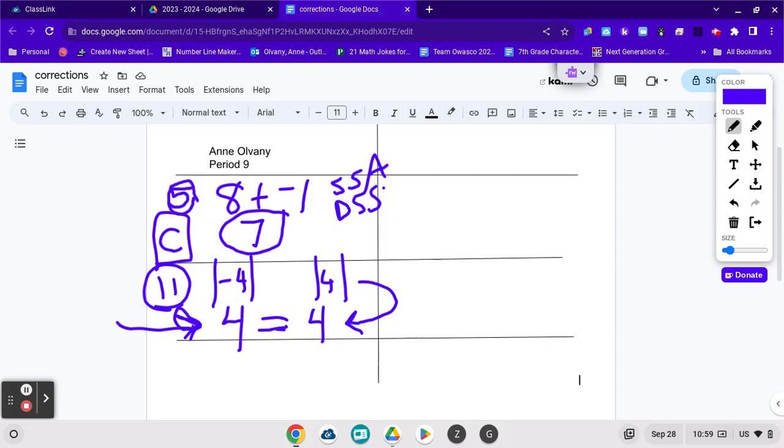All right. So have a great period. If you finish your corrections, please staple the sheet to the top of your quiz and turn it in. And then go to Schoology, where there are some videos for you to watch.